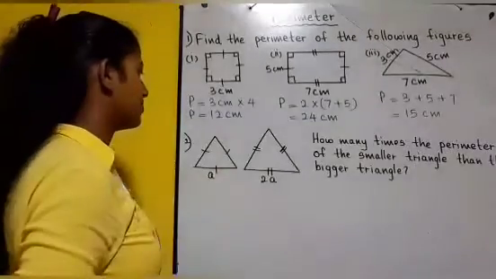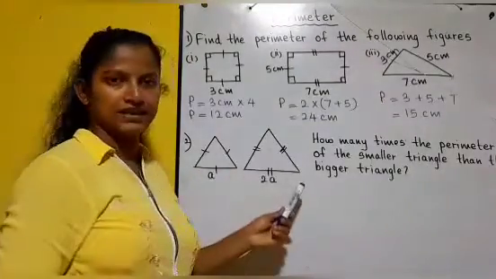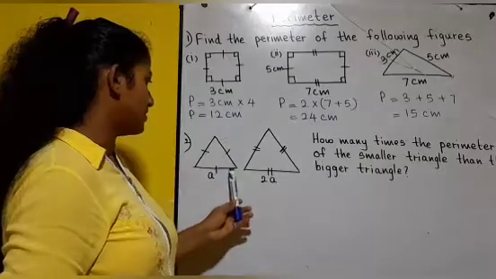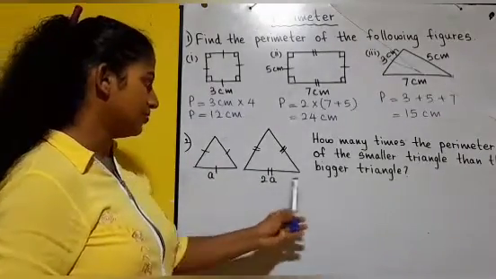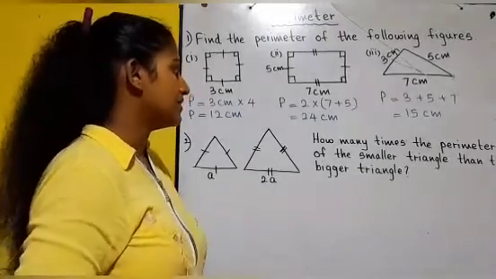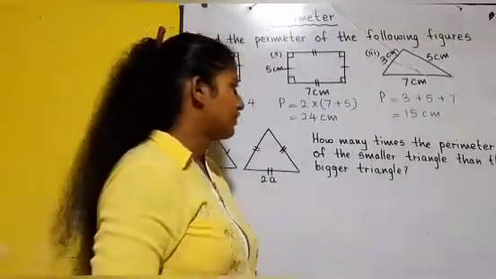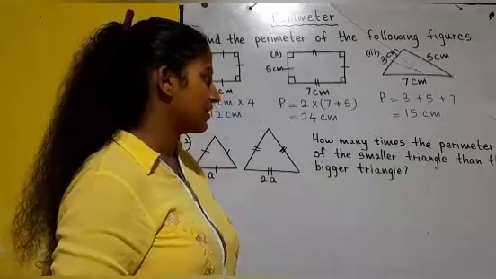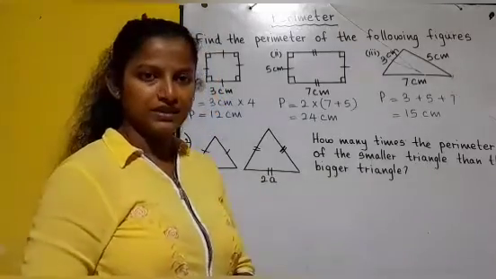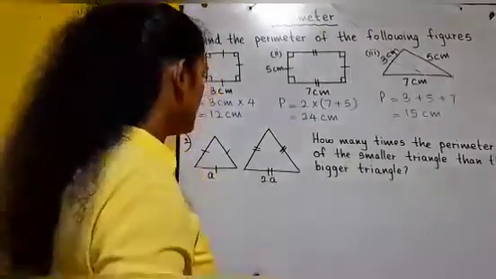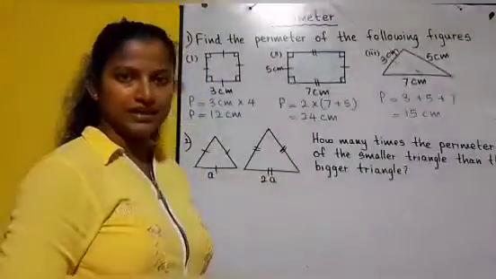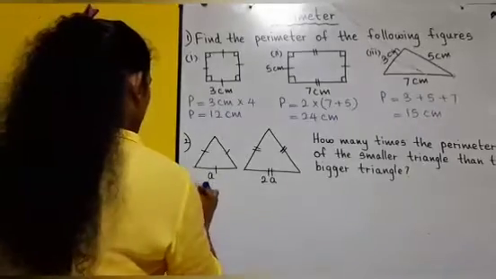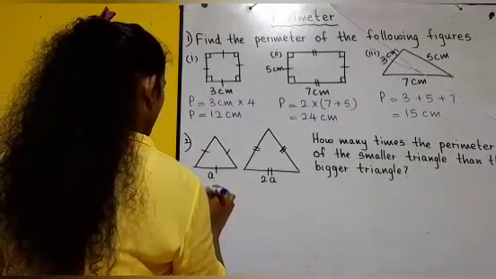Then second example, we are given 2 triangles, two equilateral triangles with the sides A and 2A. Then we are asking how many times the perimeter of the smaller triangle than the bigger triangle. Now we have to find the perimeters separately here. Perimeter of the smaller triangle.